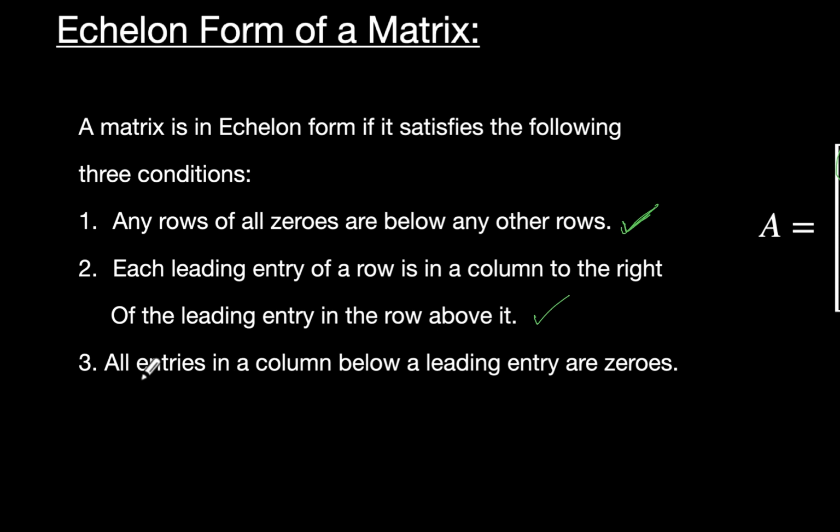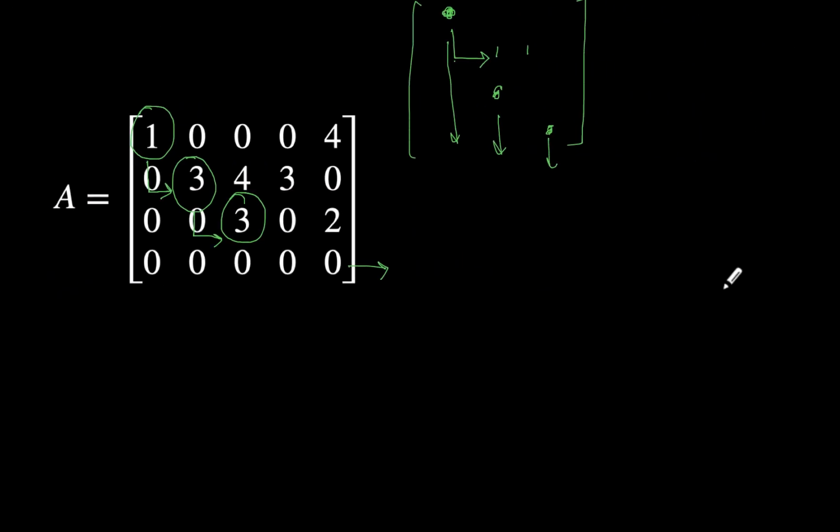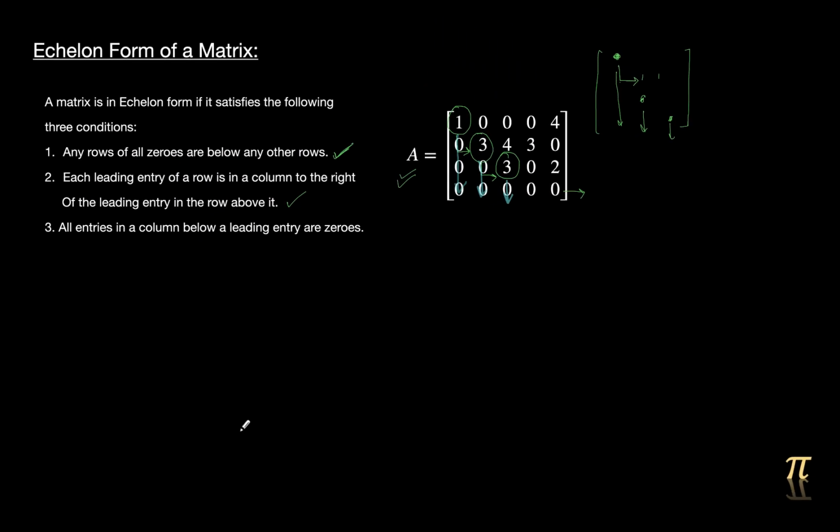Third point: all entries in a column below a leading entry are zeros. So for each leading entry, all entries below are zeros, all entries are zero, all entries are zero. So we can say that this matrix A is in echelon form.